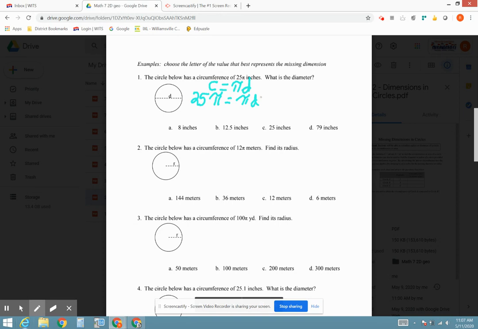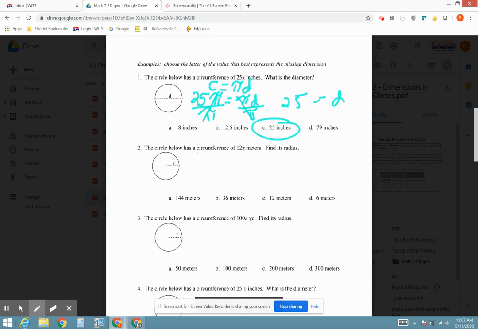So now I'm just manipulating the formula in a different format. So if I know 25 pi equals pi times diameter, I want to solve for diameter, or d. So I want to get this d alone, which means I need to move the pi. Well, it's pi times diameter. So the inverse of multiplication is division. So I divide each side by pi, and that would give me d equals 25. So the diameter is 25.